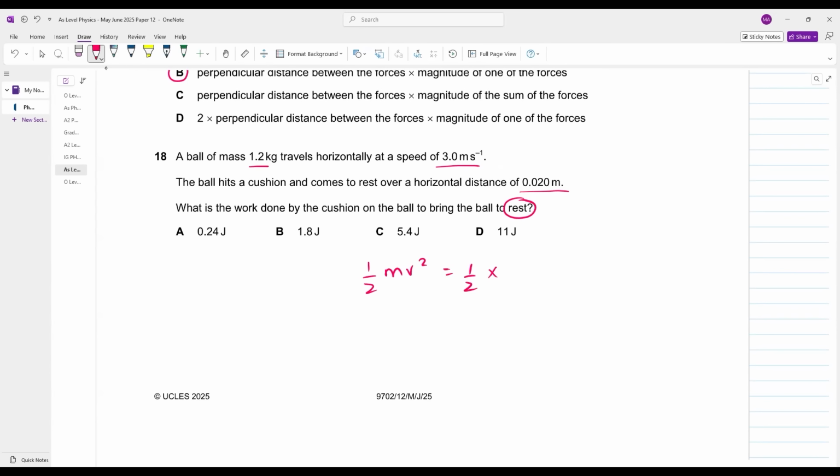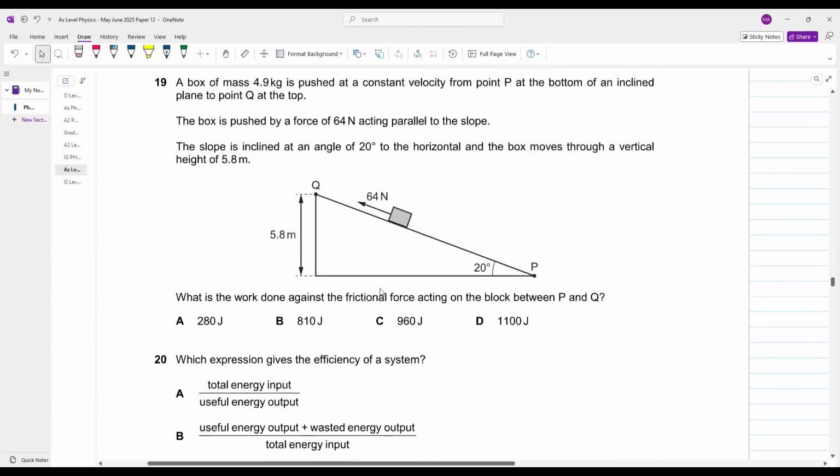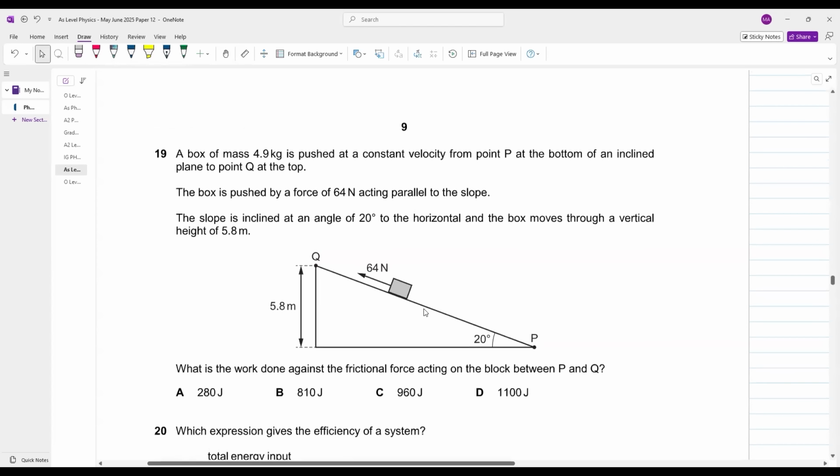1 upon 2 into mass of 1.2 into the speed of 3 का square. Can you calculate this? हाँ जी, this comes out to be 5.4 joules as your answer. Simple. आगे बढ़ते हैं जी. A box of mass 4.9 kg is pushed at constant velocity. What does the word of constant velocity mean, बच्चों? Constant velocity का मतलब ये होता है upward forces are equal to the downward forces.